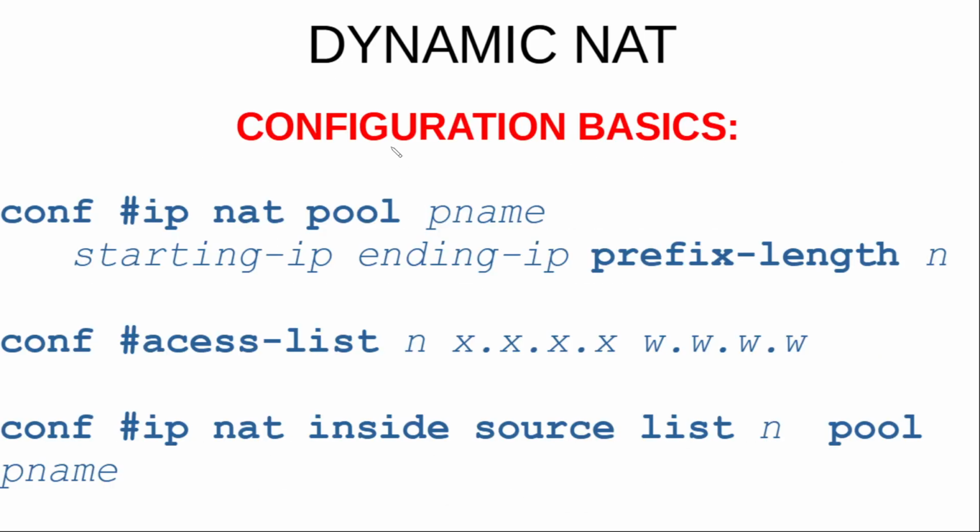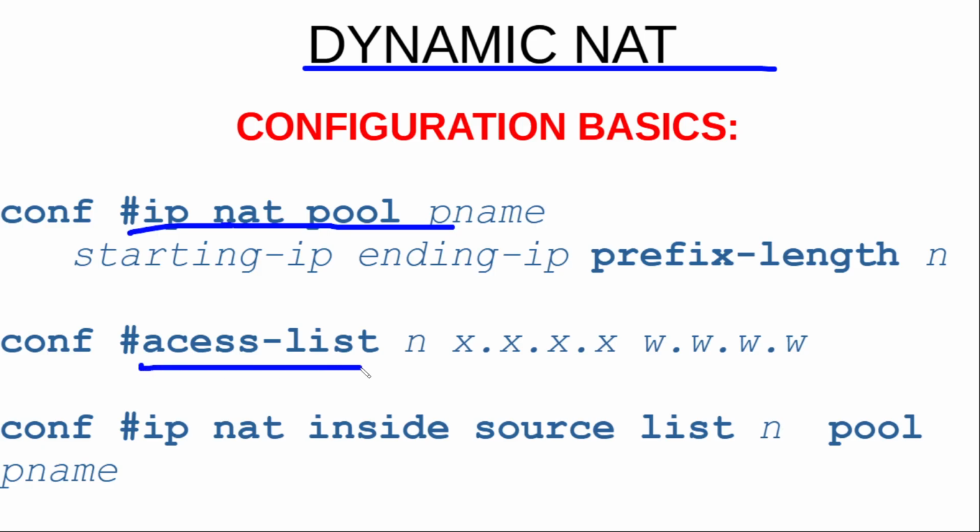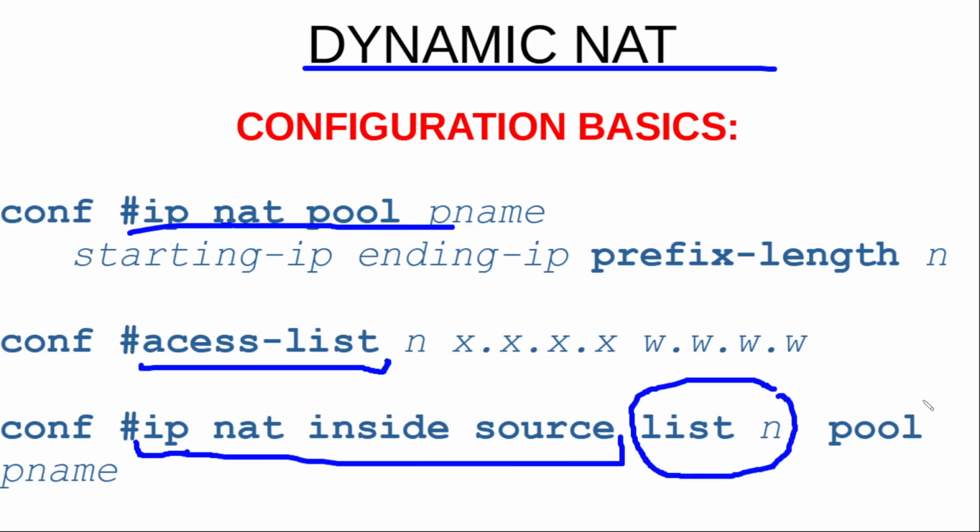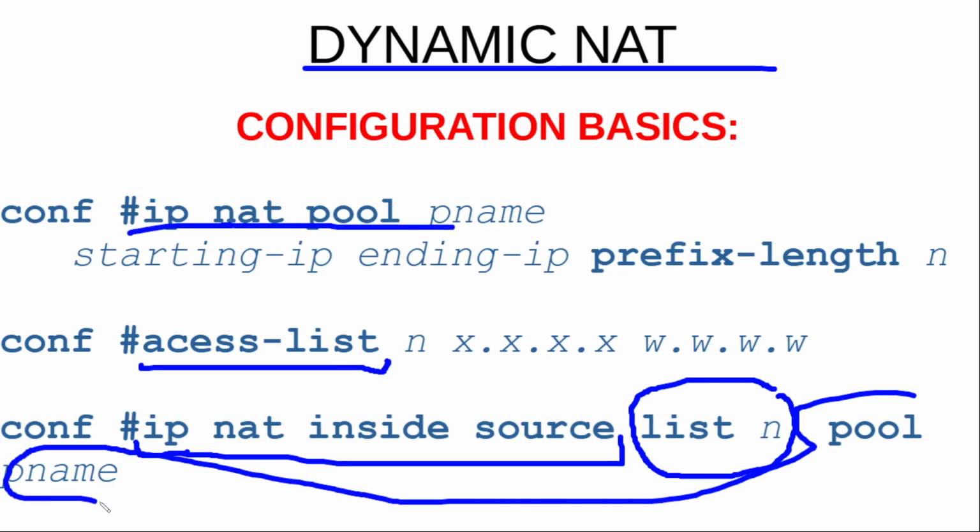So for instance, in order to configure dynamic NAT following these steps, you will first define your pool using the command ip nat pool. Then you create your access control list to define what private IP addresses can use the NAT feature, and then you will issue the command to link these two settings together. ip nat inside source, then list and your ACL, and pool your pool name.